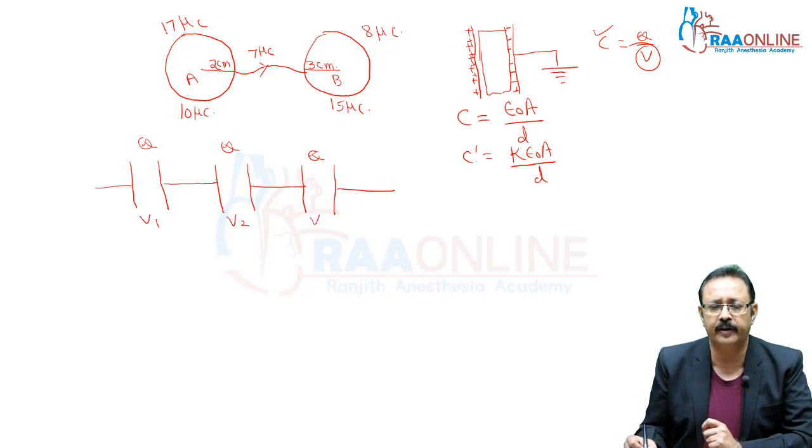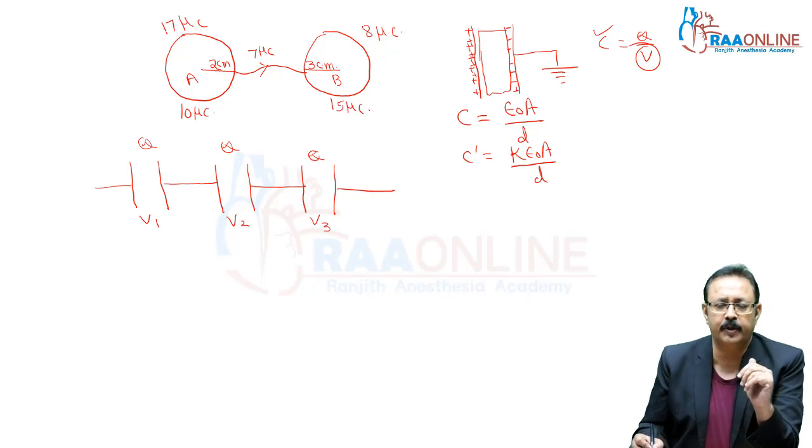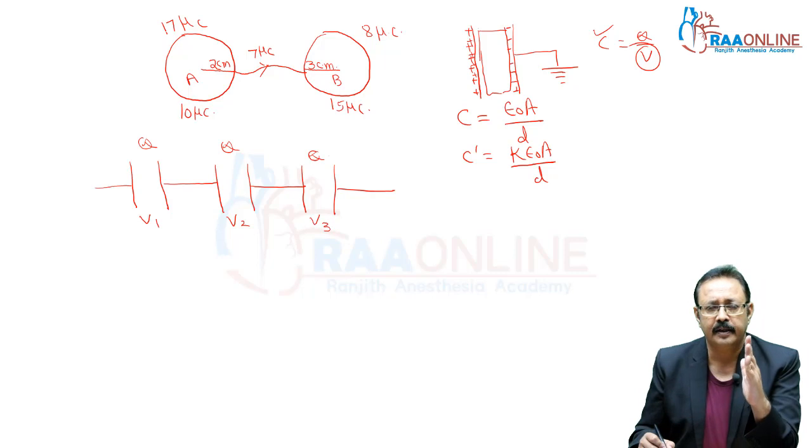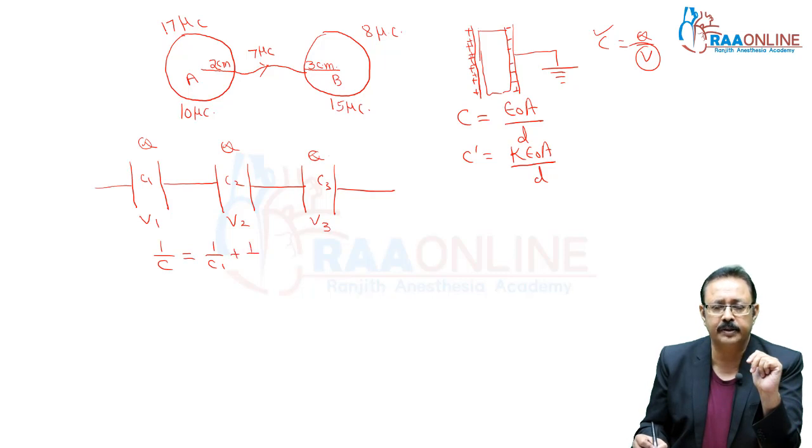Total potential difference, if there are 3 capacitors, will divide into 3 parts. Means sum of these potential differences is the total potential difference. But what is total charge? Individual capacitor gets same charge. You know the phenomena. If capacities are C1, C2 and C3, you can calculate this by this formula: 1 upon C is equals to 1 upon C1 plus 1 upon C2 plus 1 upon C3.